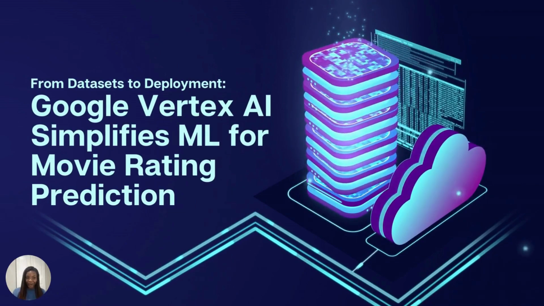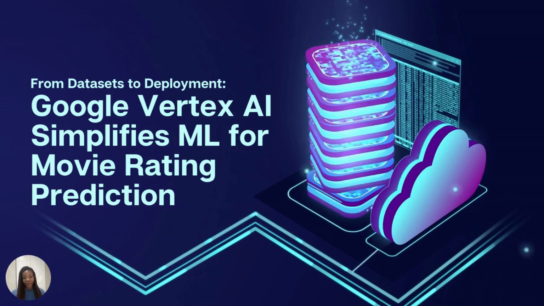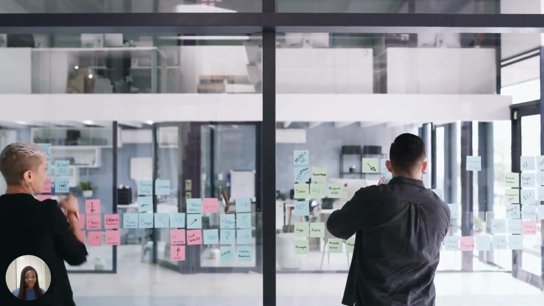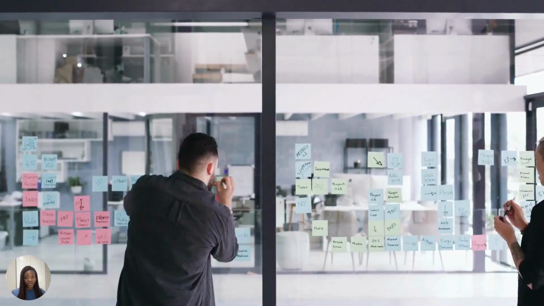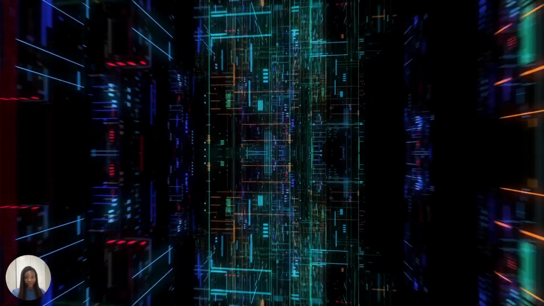Hi, in this video, I'll be talking about how Google Vertex AI simplifies machine learning, and the use case is movie rating prediction. In today's fast-paced world, businesses of all sizes are looking to harness the power of artificial intelligence to gain a competitive edge.